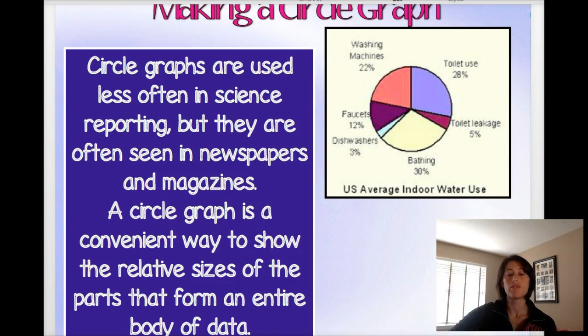So in the case in this video, or in this presentation, we're looking at US average indoor water use. So out of 100% of all the water that's used, 3% is used for dishwashers, 30% for bathing, we have 22% for washing machines, 28% is used for toilet use, etc. Okay, but you can see all of these add up to 100.